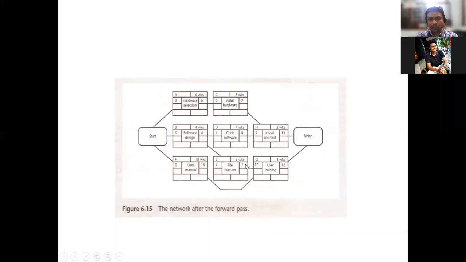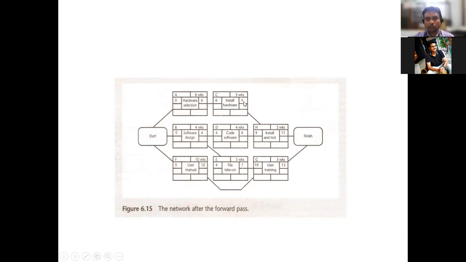The next one we have is H. When you want to start H, there is a constraint: they state that only after finishing C and D can we start. So here there is one more thing which we need to keenly note. Here we need to take the higher weeks. It's not the lower one; the higher value we need to take.